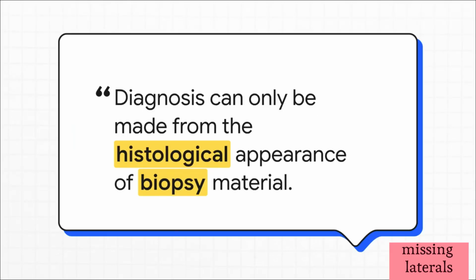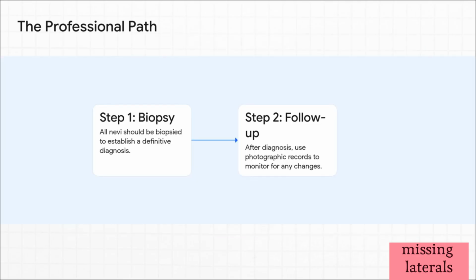Listen, if you only remember one thing from this entire explainer, please let it be this. You absolutely 100% cannot know what a spot is just by looking at it. The only way to get a definite diagnosis is with a biopsy, where they examine the tissue itself under a microscope. Thankfully, the professional path here is super straightforward. Step 1 is a simple biopsy. The spot gets removed and sent to a lab to figure out exactly what it is. Then, if it's confirmed to be benign, step 2 is just simple follow-up. Often, that just means keeping a photo of the area on file to make sure nothing changes over time.